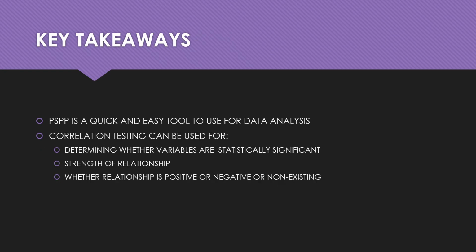Some key takeaways to take is PSPP is a quick and very easy tool to use for data analysis. Correlation testing can be used for determining whether variables are statistically significant, the strength of the relationship, and whether that relationship is positive, negative, or just non-existing.